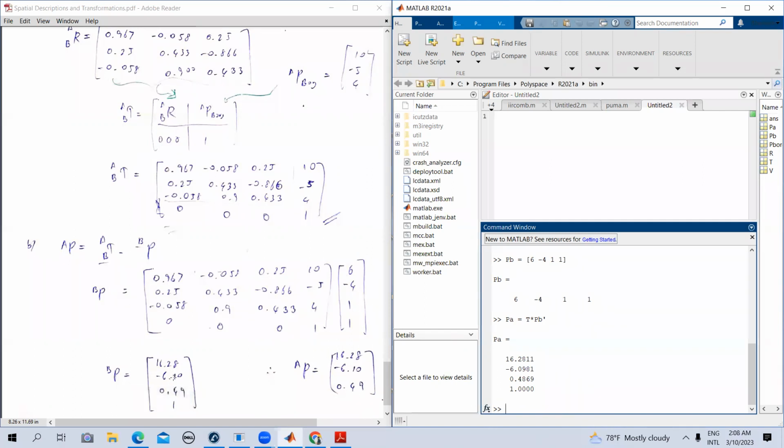16.28 minus 6.1, 0.49, and 1. We don't want this 1. And our final answer is this. Okay? So you can see how simple it is, right? And how we avoid going through all that hassle.